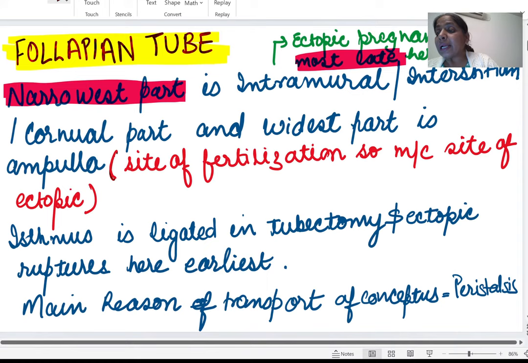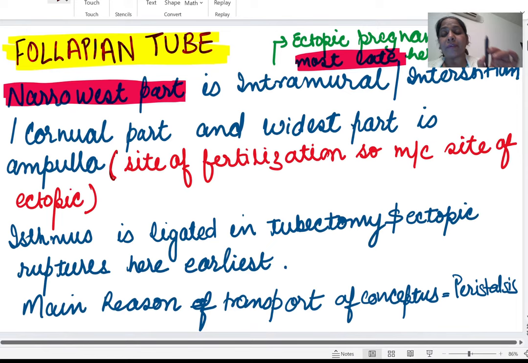Write down in the chat box which ectopic pregnancy ruptures late. Next is the cornual part.